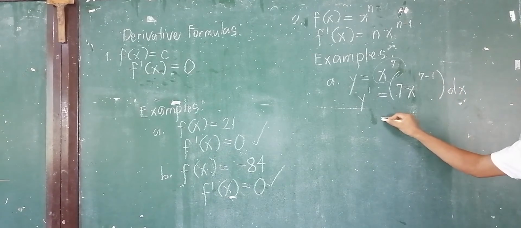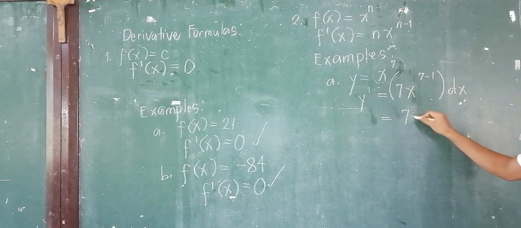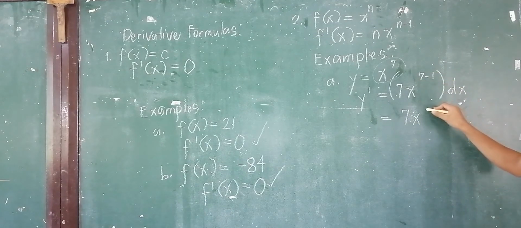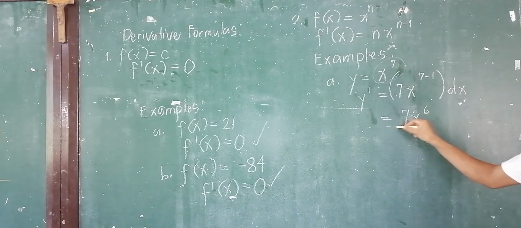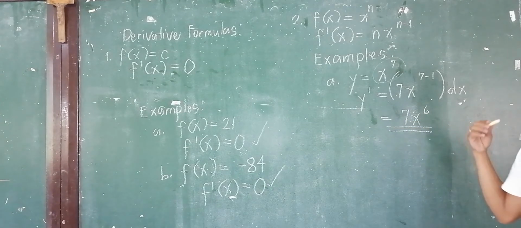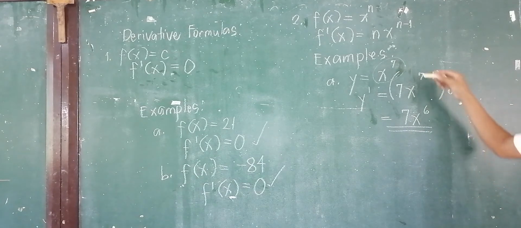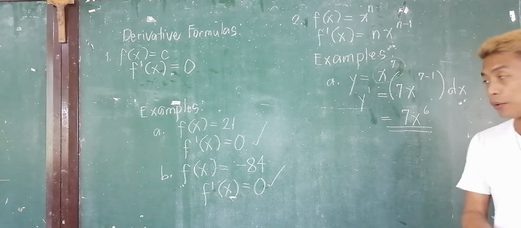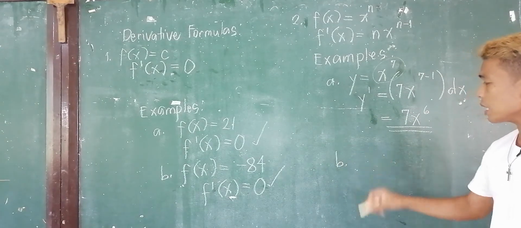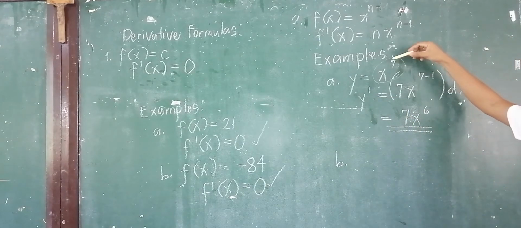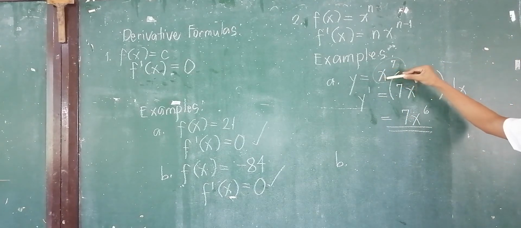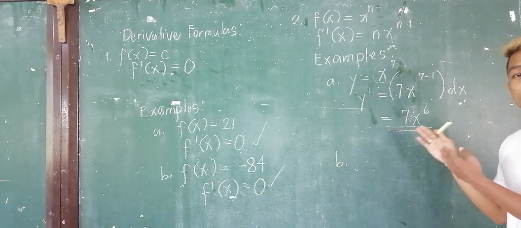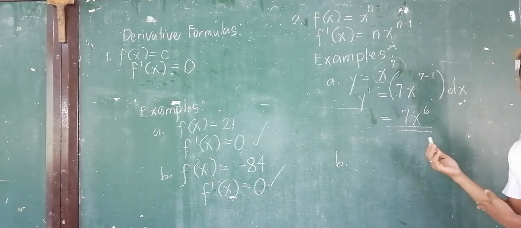Pagtapos na, we will simplify, copy 7, and then x. Alin yung isi-simplify? The exponent. 7 minus 1 equals 6. Therefore, the final answer is 7x raised to 6. This is the derivative of y equals x raised to 7. I hope it is clear to you. Another example, dahil madali lang naman to, pwede nyo nang idiretso yung sagot ninyo na y is equal to x raised to 7, automatically, y prime equals 7x raised to 6. Kapag ganitong, simple lang naman ang mga examples na binibigay.